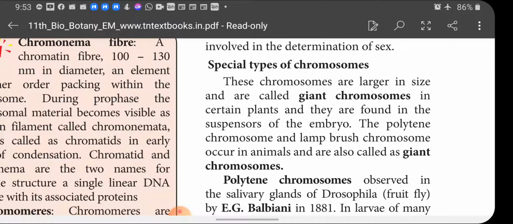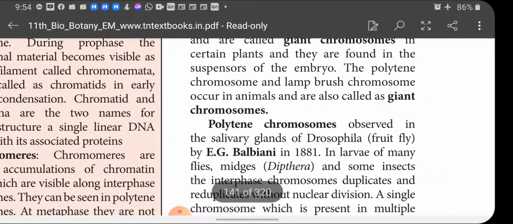These chromosomes are larger in size and are called giant chromosomes in certain plants, and they are found in the suspensors of the embryo. The polytene chromosome and lampbrush chromosome occur in animals and are also called giant chromosomes. Polytene chromosomes are observed in the salivary glands of Drosophila, that is the fruit fly, by E.G. Balbiani in 1881.